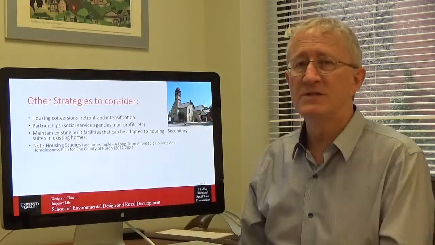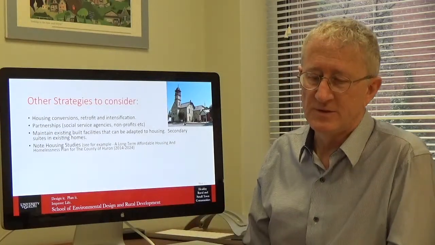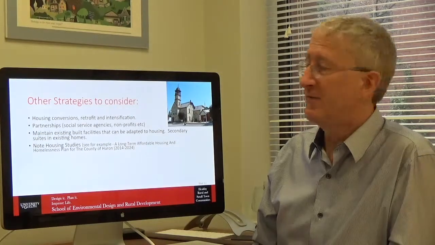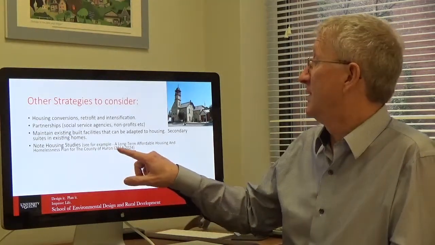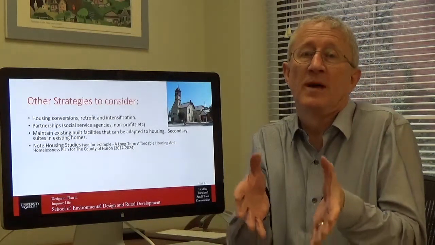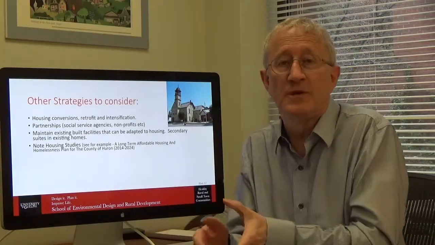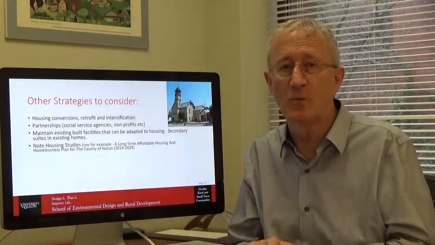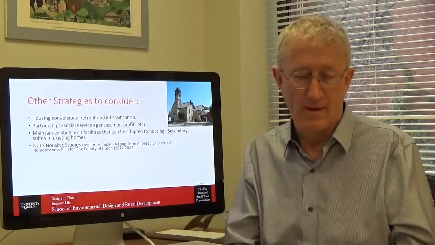Become aware of the housing studies. These have been completed pretty much across the province by counties and regions. There's an example provided here, and this is really the strategy that's developed by municipalities to deal with housing issues within their community, and planning departments deal with that work quite frequently.